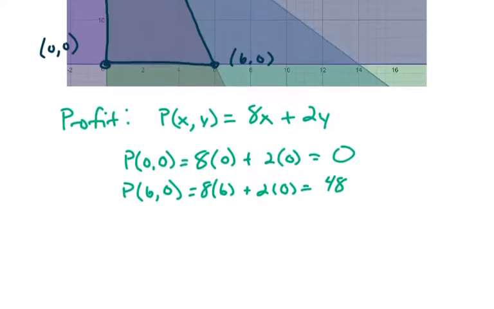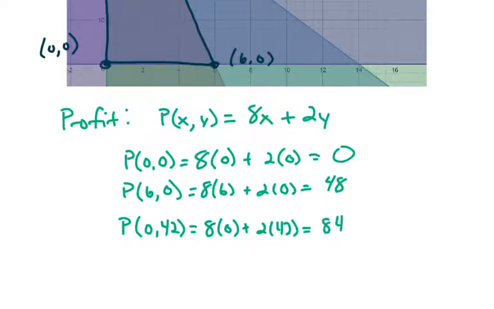If we try one of the other two points, let's try (0, 42). If we produce no sets and 42 singles in our time frame here, we're going to take 8 times 0 plus 2 times 42. 2 times 42 is 84. 8 times 0 is 0, so this is going to be $84.